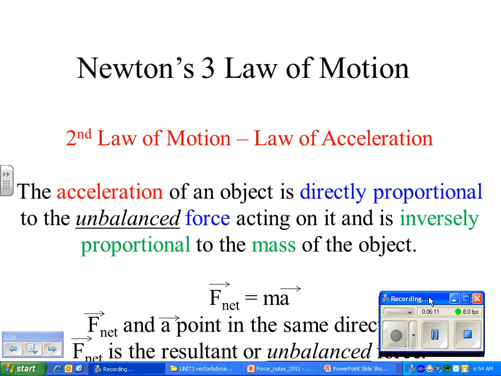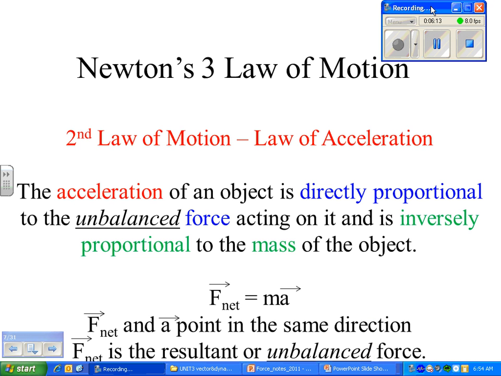Try to get this box out of the way. Sorry if it's in the way. All right, Newton's 3 laws of motion. Now we're on the second law of motion, the law of acceleration. The acceleration of an object is directly proportional to the unbalanced force acting on it, and it's inversely proportional to the mass of the object.